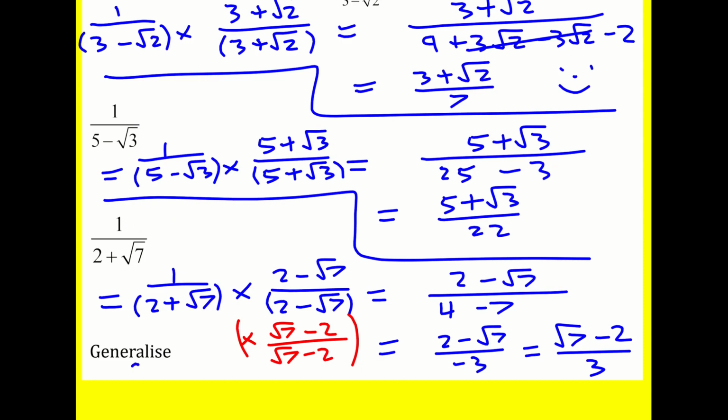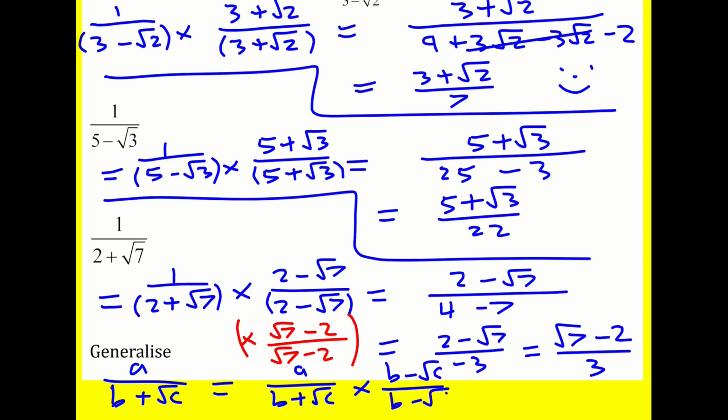To generalize, I suppose it would be A over B plus or minus root c. Let's just write plus root c. I'm just trying to develop your understanding here. What do we do to top and bottom? We would times through by b minus root c. That will sort it out every single time. I'm not going to carry on with the calculation here. It's just getting you to think, what can I always do in this situation? Basically, you times by the bottom, but you just flip the sign.